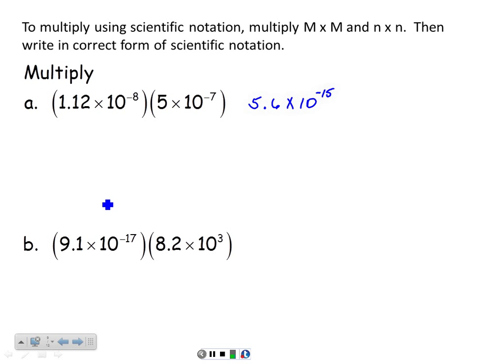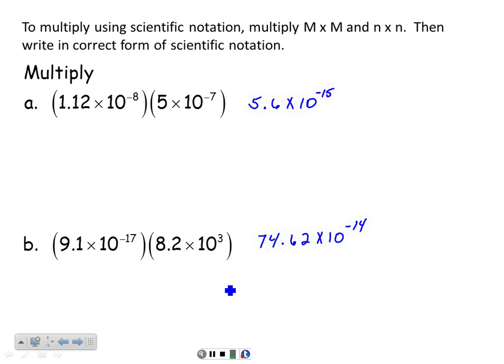And this time I get 74.62. And we know that that's not between 1 and 10. And so we're going to have to move that decimal. But let's go ahead and take care of the powers. So 10 to the negative 17 times 10 to the third. When you multiply powers with like bases, leave the base the same and add those exponents. So we have negative 17 plus 3, which is going to be negative 14.